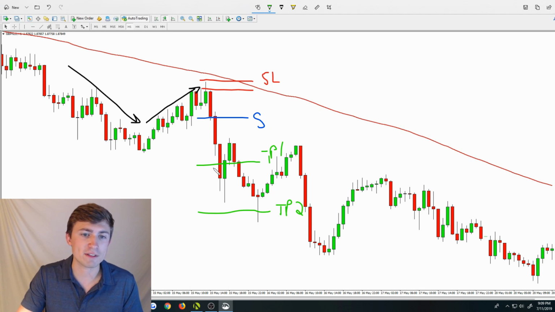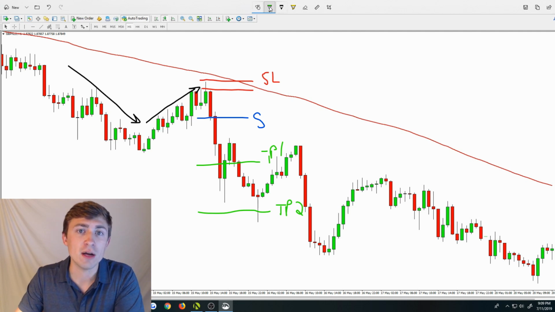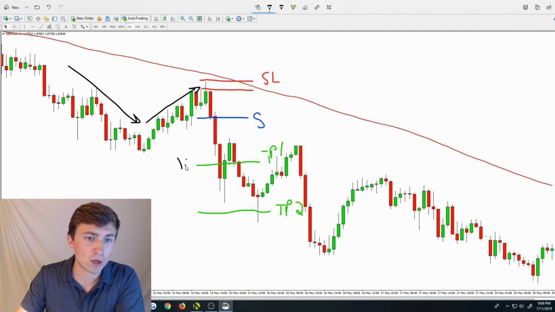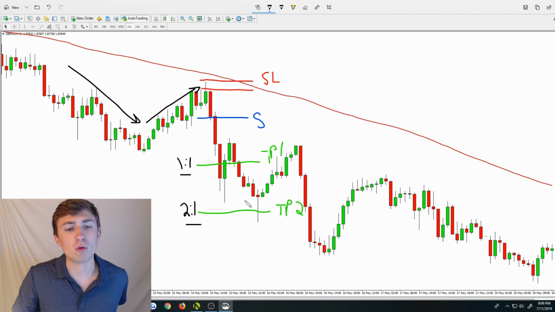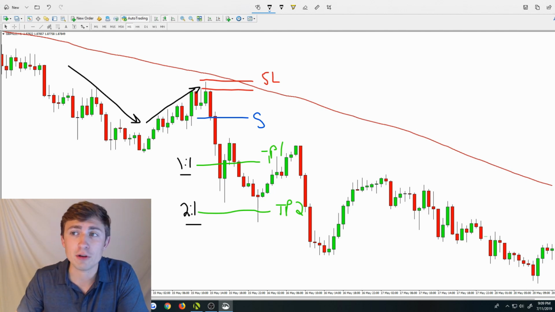So you could take some profits off at 1-to-1, and then you could take a second one off at 2-to-1. So for example, let me just highlight that. 1-to-1 is here. And remember guys, I'm just eyeballing this, so it's not going to be perfect. But you can see a 1-to-1 there and a 2-to-1 there. That's just a theoretical idea of how you could trade this.